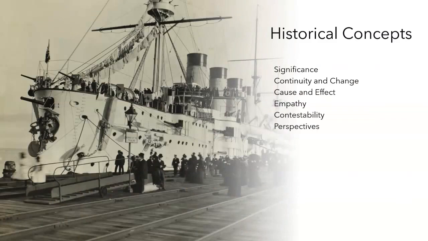So historical concepts, I'll bring this up a few times in the lecture, but I just wanted to draw your attention to them. There they are on the screen. Significance, continuity and change, cause and effect, empathy, contestability, and perspectives. Keeping in mind that contestability only arrives on the scene in stage 3. Prior to that, students are not expected to understand that concept. But contestability continues up to year 10, and they must be able to grasp that concept by that time. So keep those in mind. They do come up quite a bit.